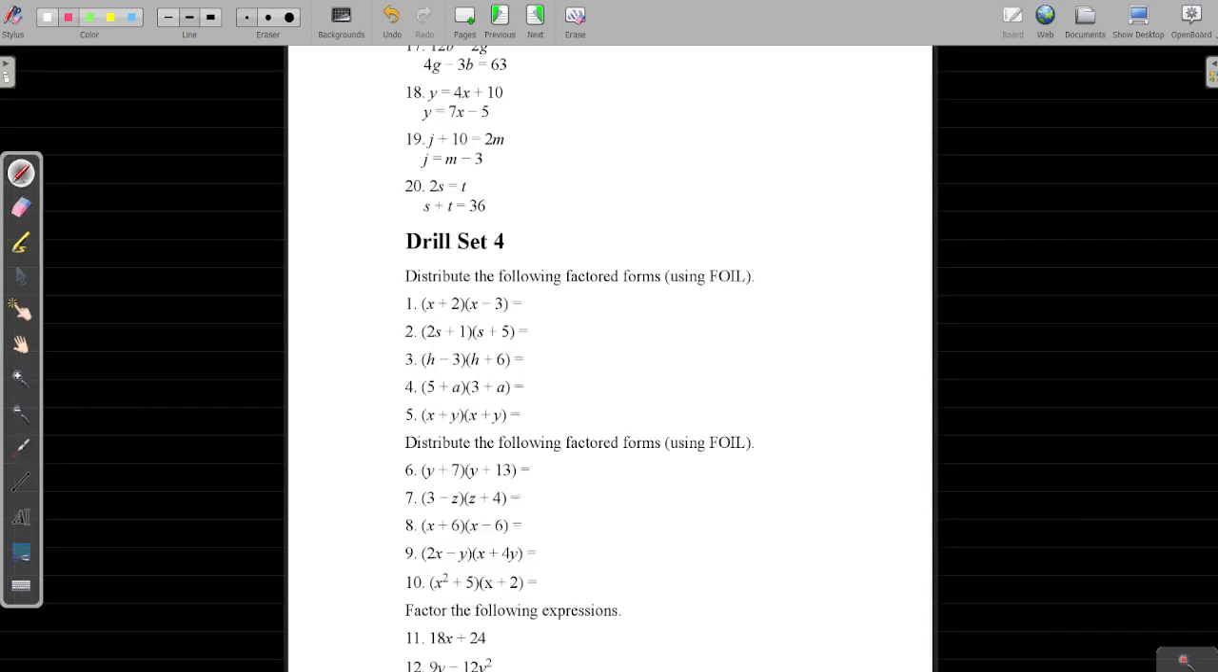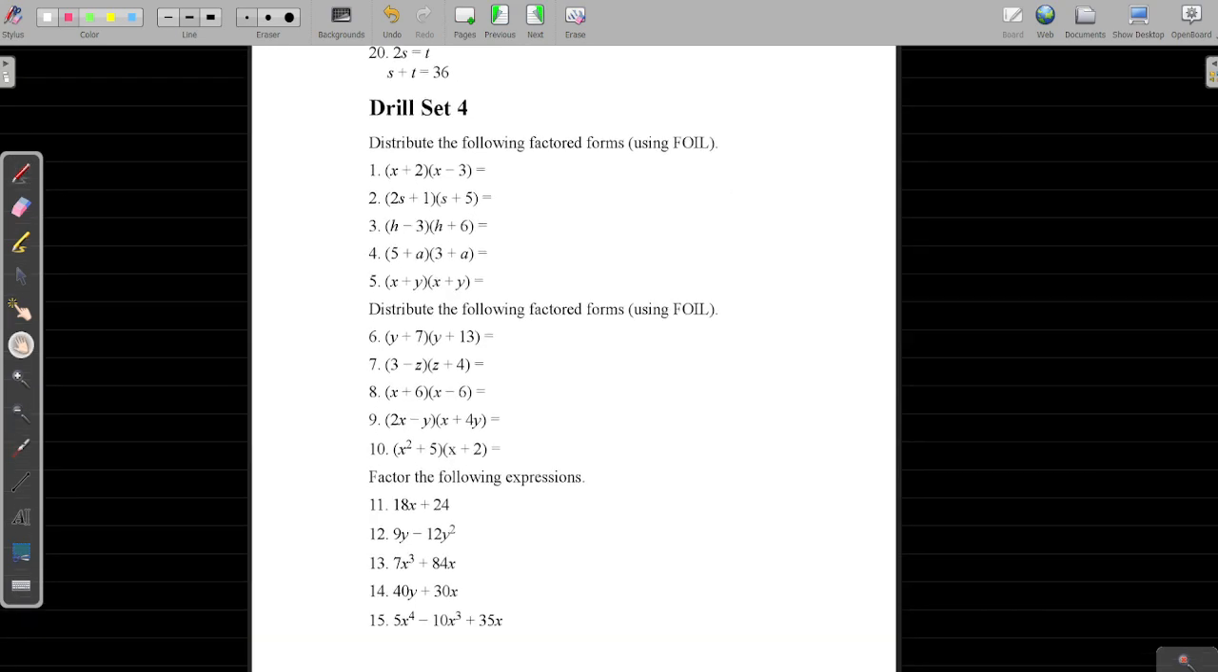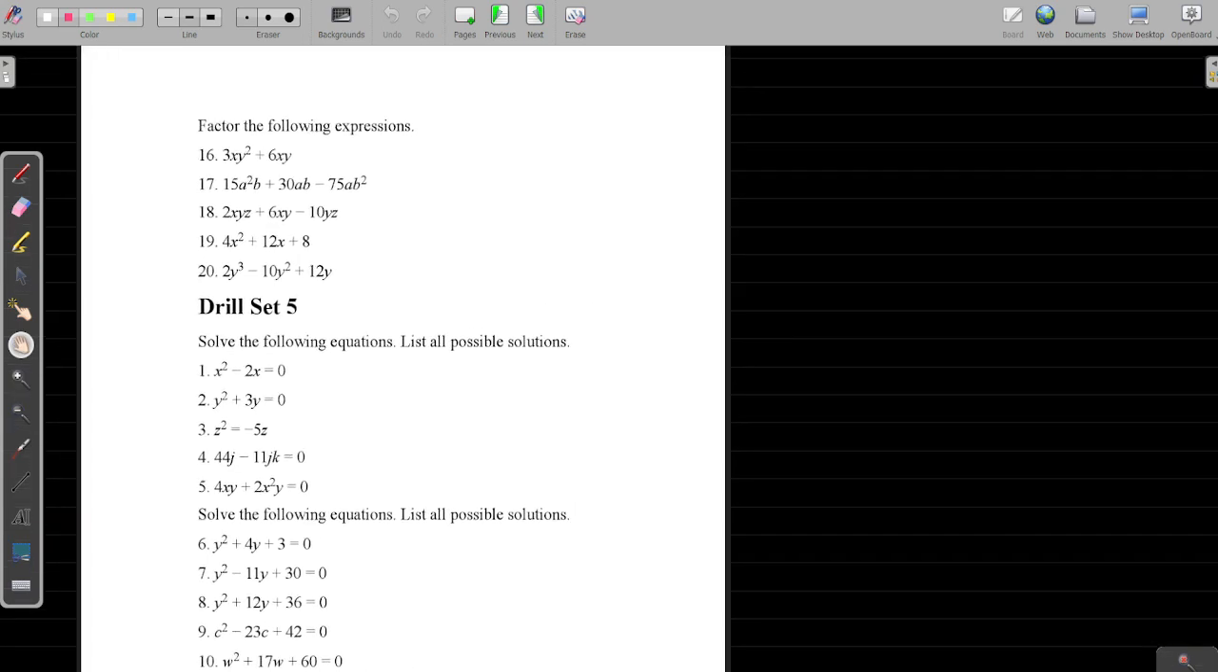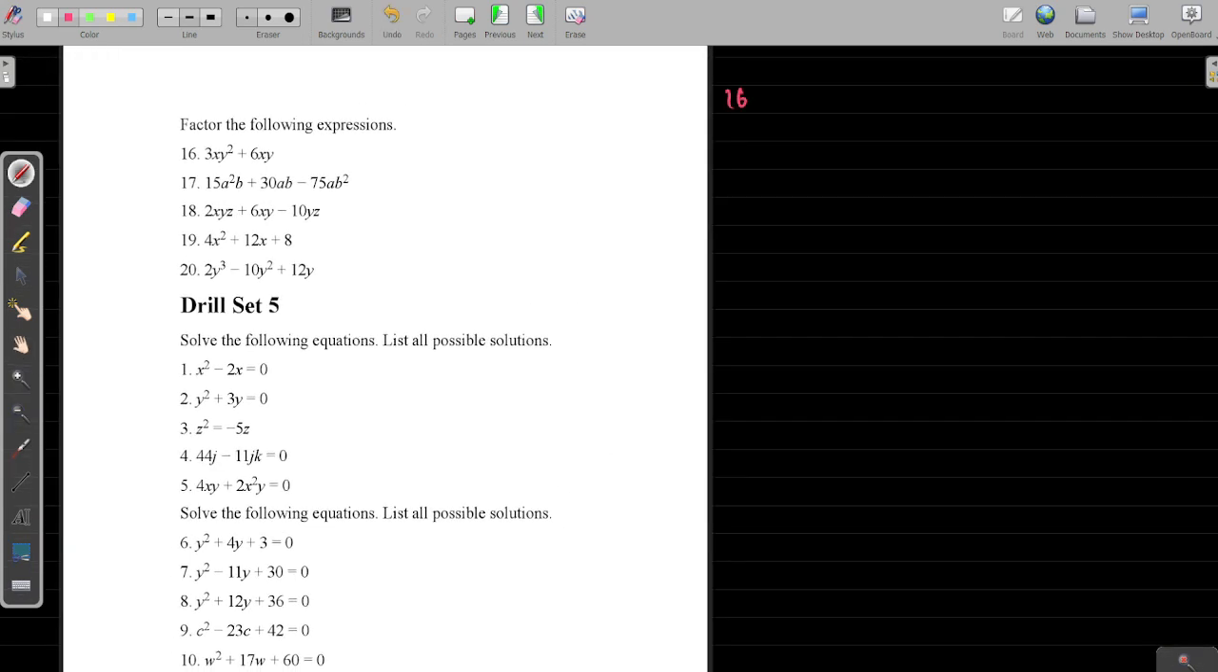Now I am going to solve the next one, number 16. So here number 16 is 3xy square plus 6xy. So if I take common 3xy, then the remaining part is 2y plus 2.